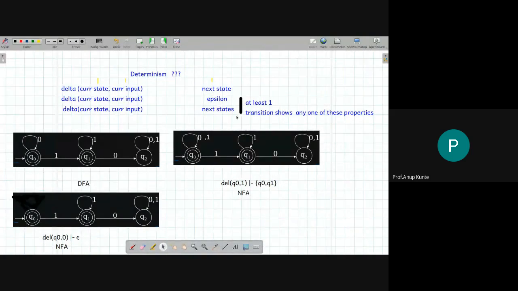That's important. So at least one transition in my delta function should show any one of these two properties. Then the device is going to be what? An NFA. So NFA shows these two properties. These are properties of NFA. The two at the bottom. And the one property at the top should be followed by all the transitions for the device to be a DFA. So proving that a FA is DFA is cumbersome. You need to follow the entire transition table and figure out that every pair of current state, current input has exactly one next state. Then the FA becomes a DFA.